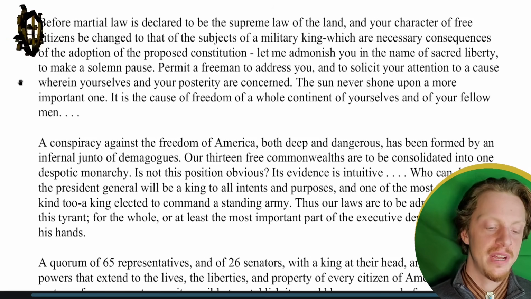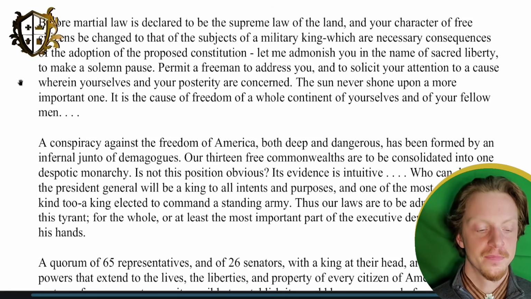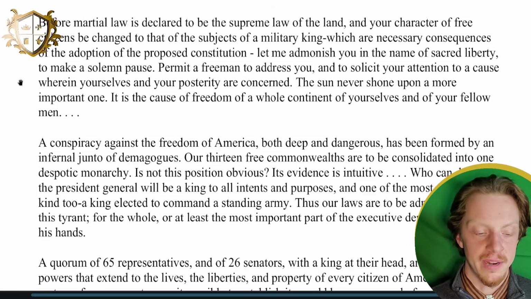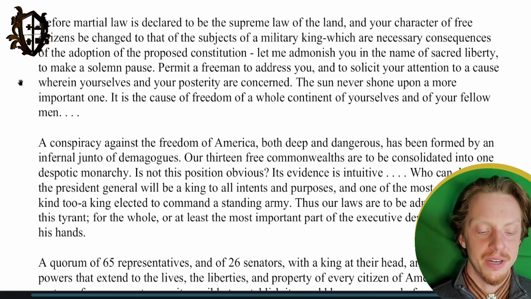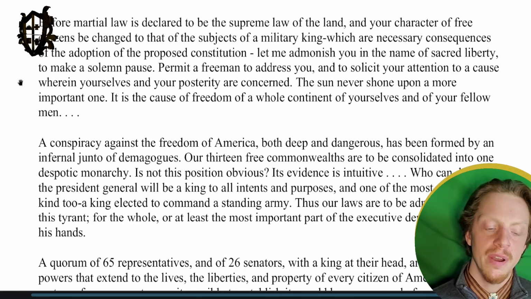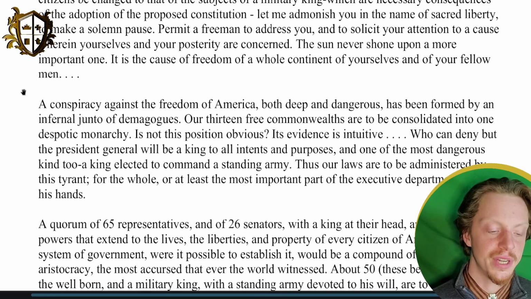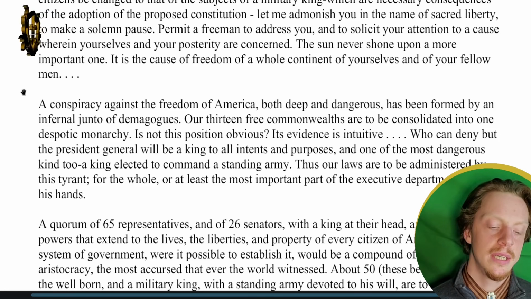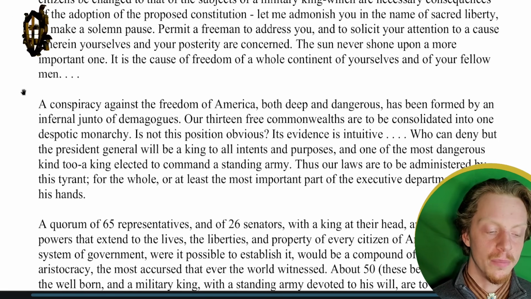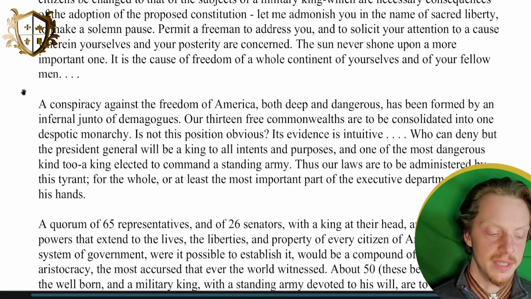So let's continue with this Anti-Federalist paper. Let's continue with this almost perfectly prophetic prediction, again, before the U.S. Constitution was ever ratified. Proposed Constitution. Let me admonish you in the name of sacred liberty to make a solemn pause. Permit a free man to address you, and to solicit your attention to a cause wherein yourselves and your posterity are concerned. The sun never shone upon a more important one. It is the cause of freedom of a whole continent, of yourselves and of your fellow men.